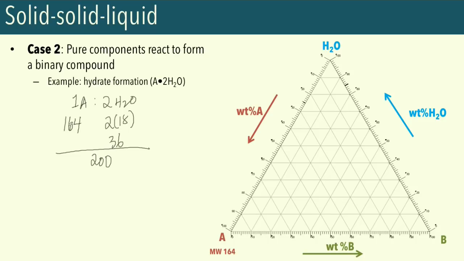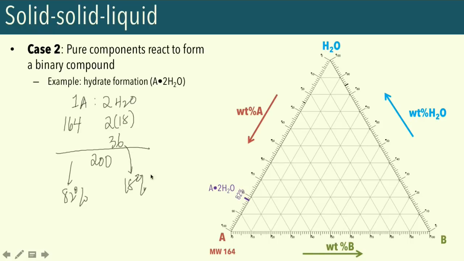If we get the percentage of this, 164 grams of A over the mass of the entire hydrate, times 100%, that is 82%. For water, this is going to be 18%. So overall we could plot our hydrate on this part of our graph over here, 82% A. This corresponds to 18% water as specified. So overall we could label this particular composition as our hydrate.